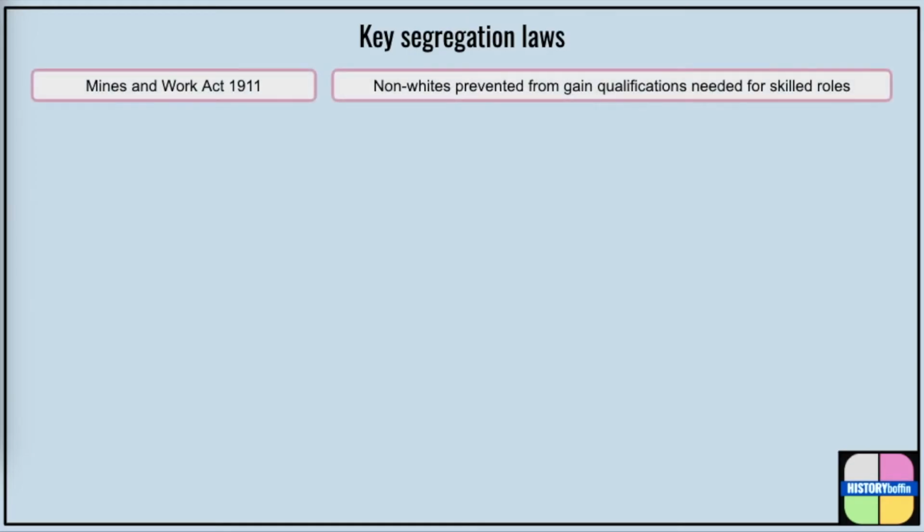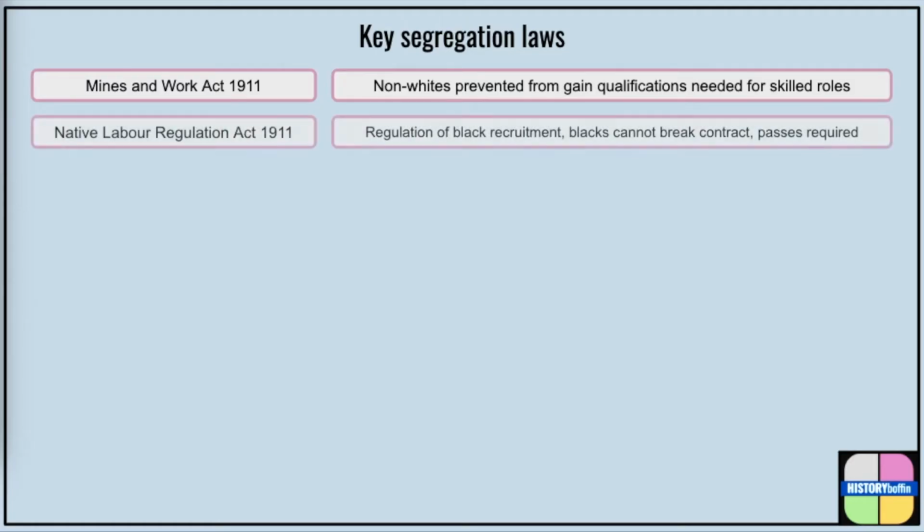In 1911, the Mines and Works Act prohibited strikes by black mine workers and provided a system by which qualifications needed for skilled roles were only provided to whites, with most qualifications already held by blacks removed over time.